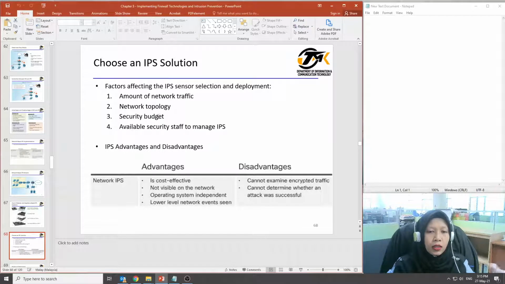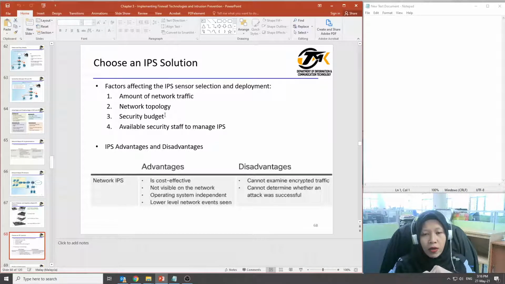Okay, security budget. This is very important. If that particular organization has a little or limited security budget, we need to make sure the IPS solution is optimized for that particular organization, but at the same time is able to capture the most important part of the security solution.